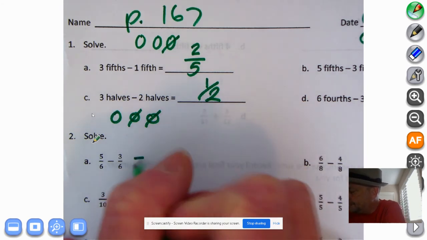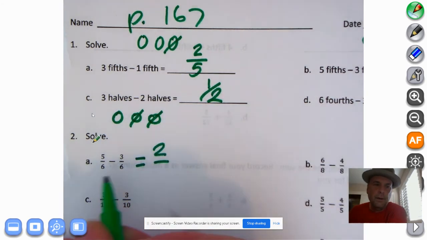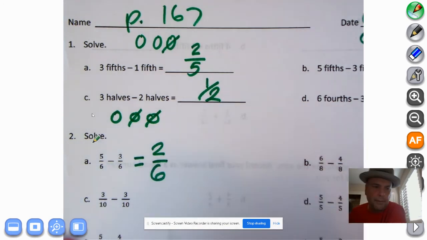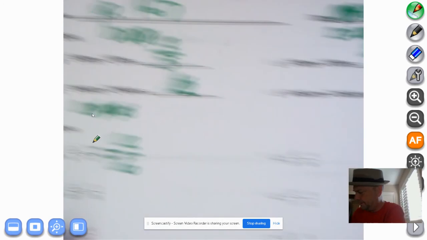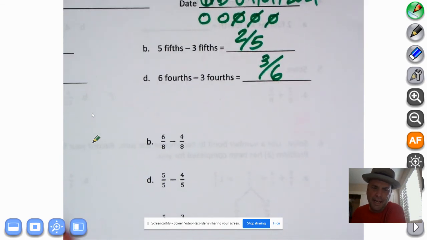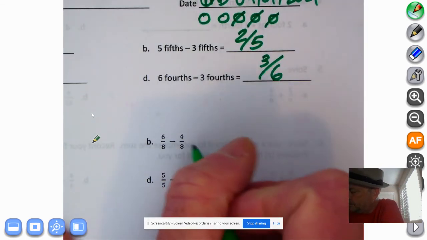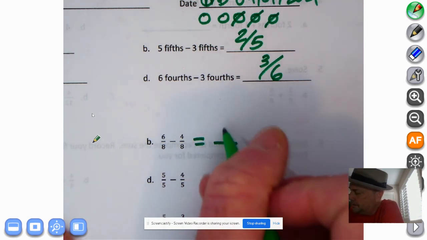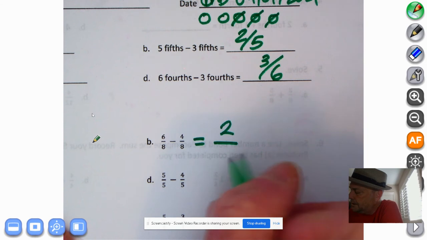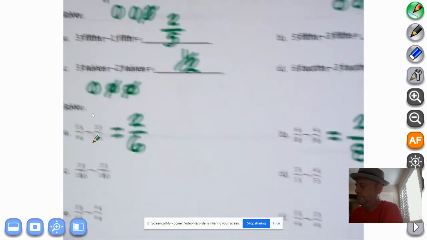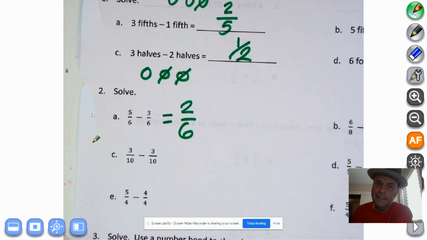So we have 5/6, and we're subtracting 3 of them. Well, 5 minus 3 is 2, right? We don't subtract 6 minus 6. The denominator stays the same, and we wind up with 2/6. Let's go to B. 6/8 minus 4/8. What do we get? 6 minus 4 happens to be 2. The eighth does not change. The denominator does not change. When it's the same, keep it the same. We'll talk about that later.